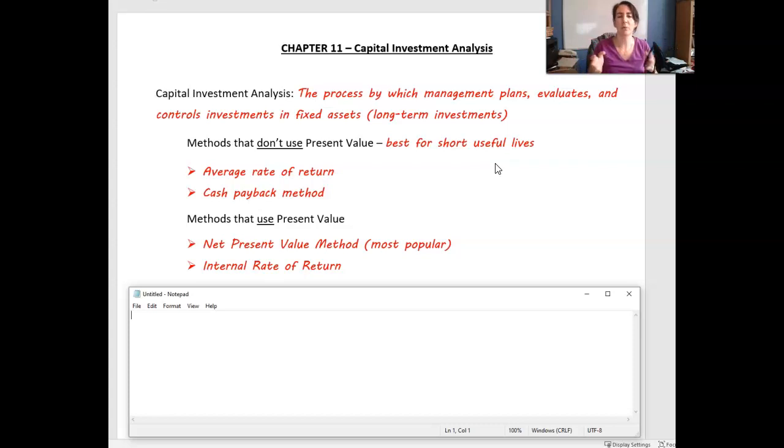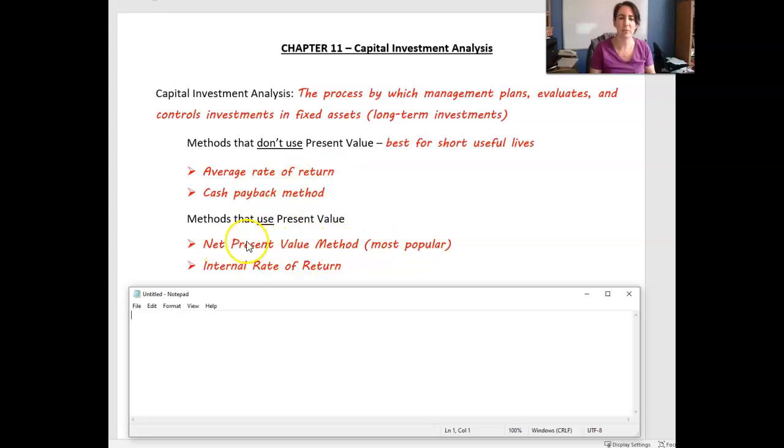You can use the net present value method, which is the most popular, on a short-term investment. It's totally fine. But if you're just trying to decide between maybe two alternatives, one's a 2-year thing and another's a 3-year thing, you might simply use one that doesn't use present value. Those are the average rate of return and the cash payback method. But the most popular of them all, because time value is an important concept, is the net present value method, and we are going to spend most of our time here.